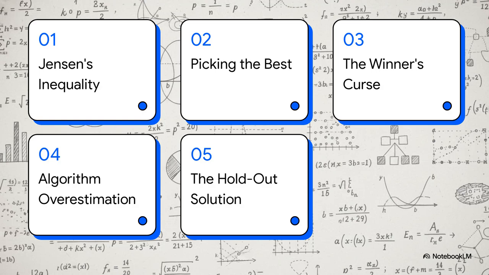Okay, let's get right into it. Here's our game plan. We're going to start with a core mathematical idea called Jensen's inequality. From there, we'll see how that single concept creates this bias when we pick the best model, and how that leads to something called the winner's curse. And most importantly, we're going to talk about how to actually fix it.